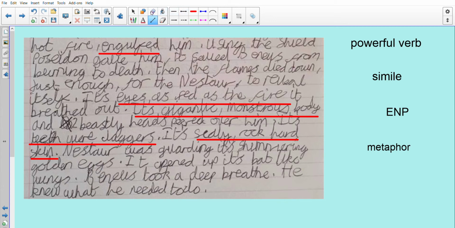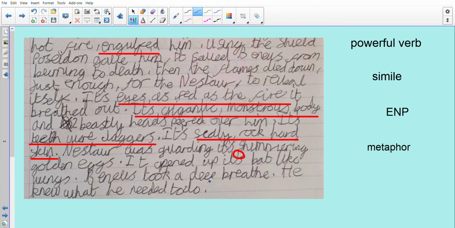Now, Ben, I'm just going to make a note of this. Ben's used an apostrophe here. We don't need one there because that would mean it opened up its bat-like wings. I know you're using it for possession there, but we only use apostrophe s when it means "it is", so we don't need the apostrophe there. It opened up its bat-like wings.